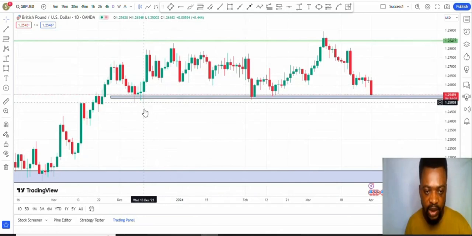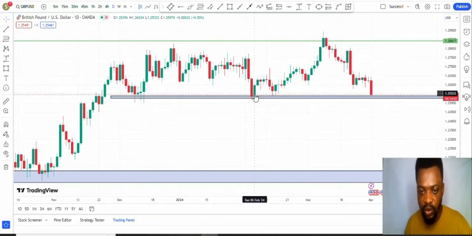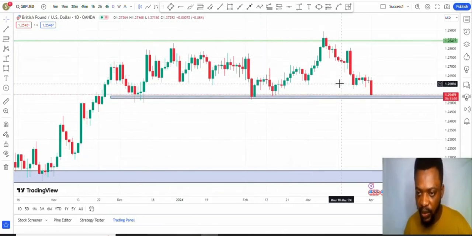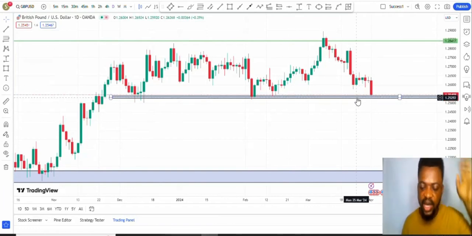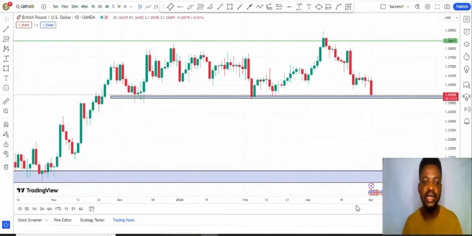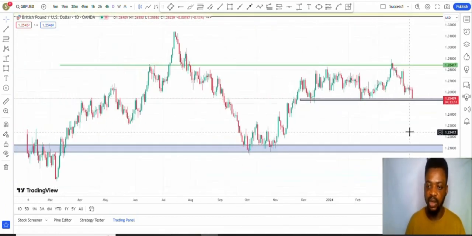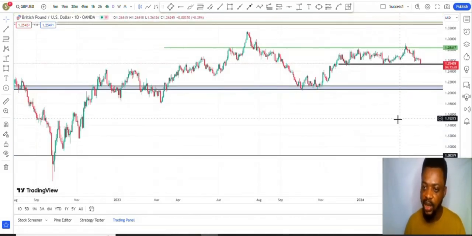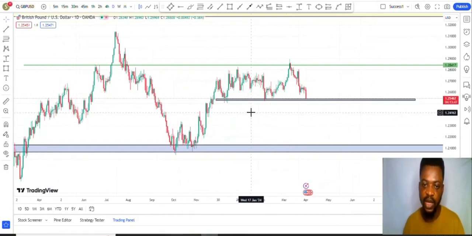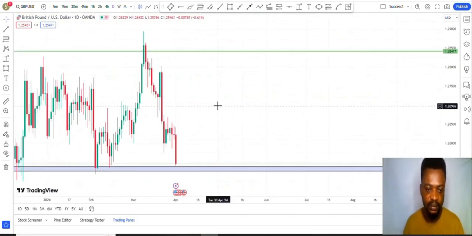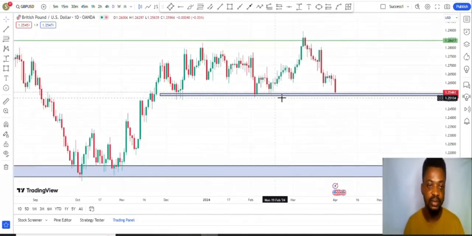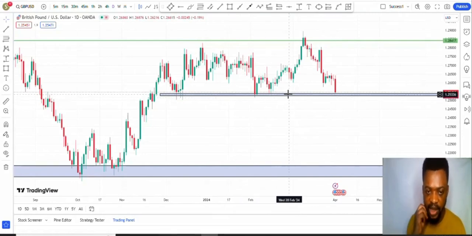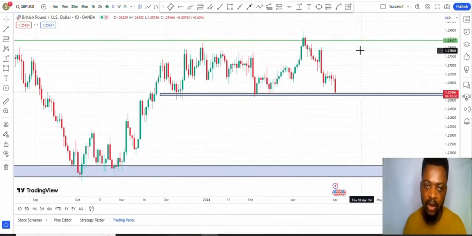You can see the last time we got here, we bounced. We got here again, we bounced. We touched it and bounced. Now we are there again, so another bounce is likely to happen. Or if we break it, then we have a lot of money to make. So for now, we have come down to the base. Are we gonna bounce from here?